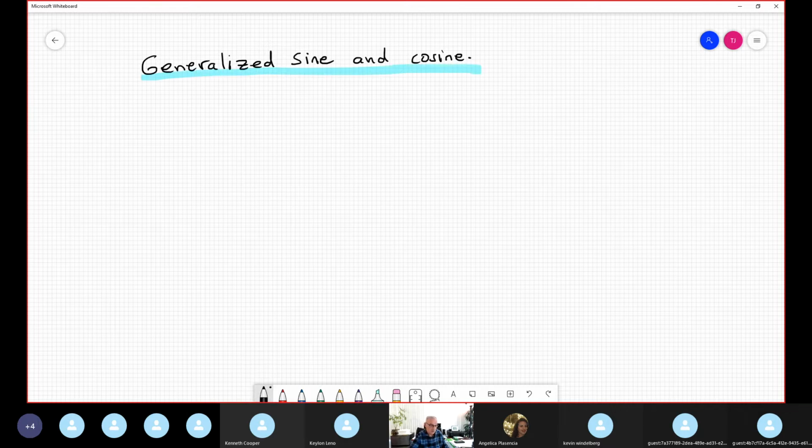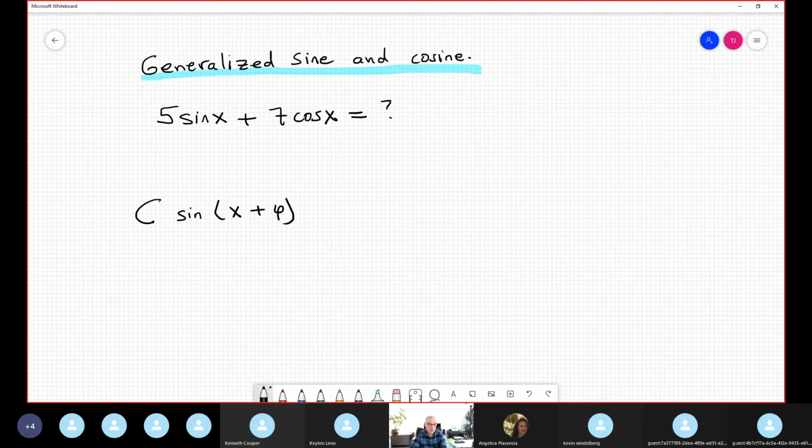The idea is you are adding, for example, 5 sine x plus 7 cosine x. And the answer is, I have no idea. Let's do it another way. Suppose I have c sine(x plus phi). This is a Greek letter, phi. I'm using the famous formula of the addition of sine: c times (sine x cosine phi plus cosine x sine phi).